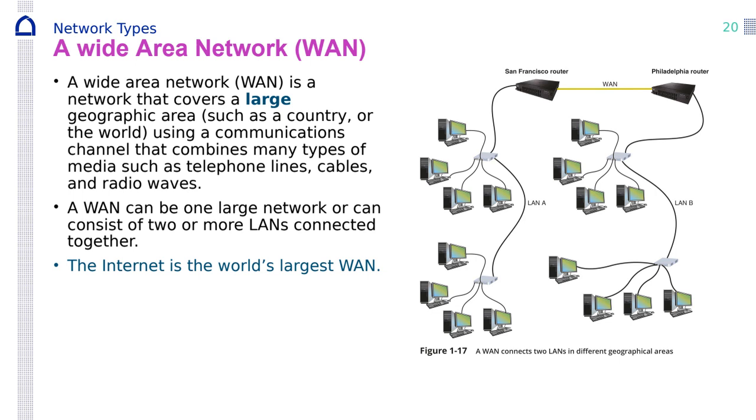This is the WAN. So it covers countries, the world. For a WAN, you will need help and support from the telecom company or ISP, Internet Service Provider. So you will need help. You will need someone to manage some part of it. The internet is the world's largest one.